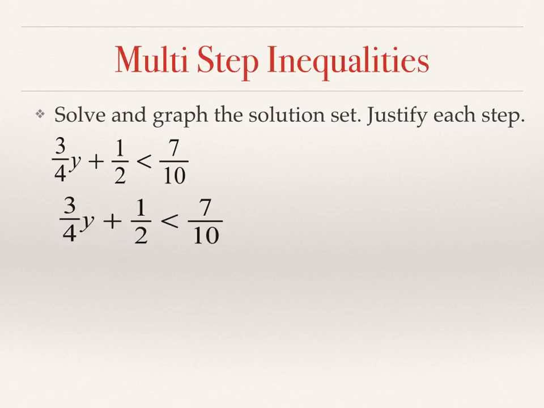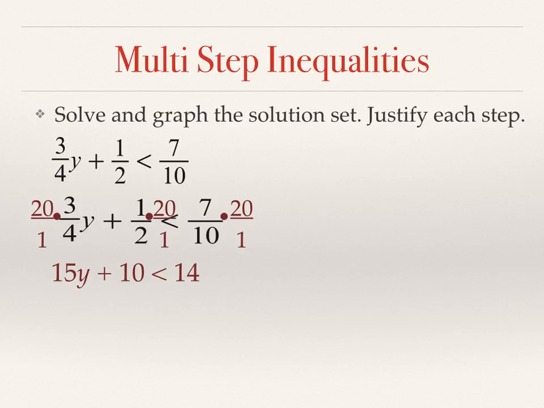Okay, first thing we want to do is look at the common denominator between 4, 2, and 10. And we're going to use 20. So let's multiply all three terms in the inequality by 20/1. And the purpose of this is to clear the fractions so we no longer have denominators. That first term becomes 60/4 times y, or 15y, plus 20/2, or plus 10, is less than 14. And there's more than one way to multiply a fraction by a whole number.